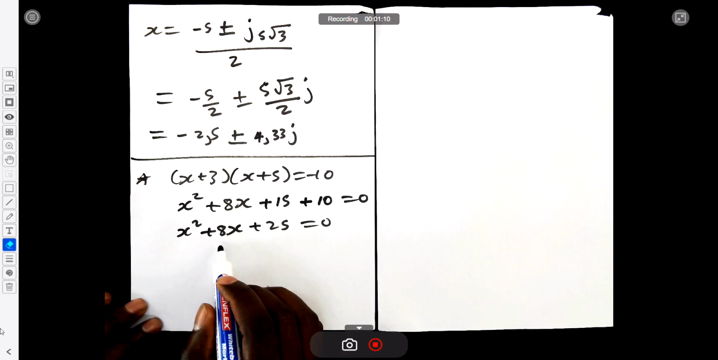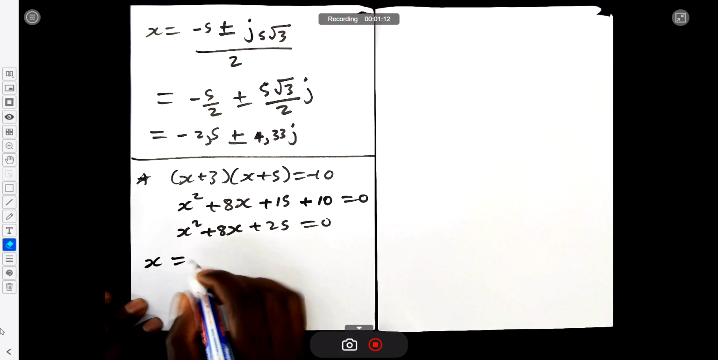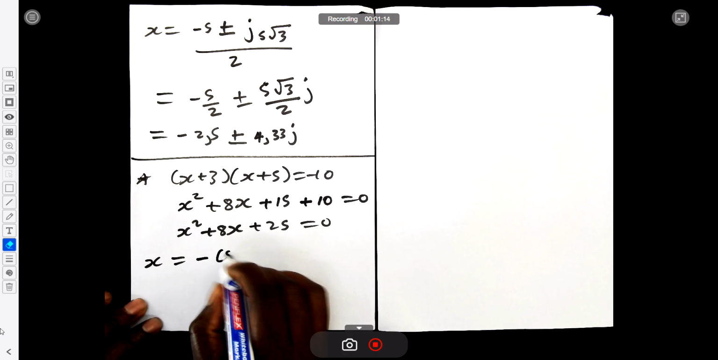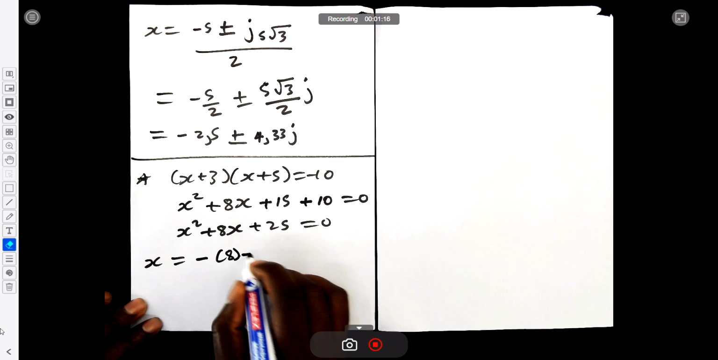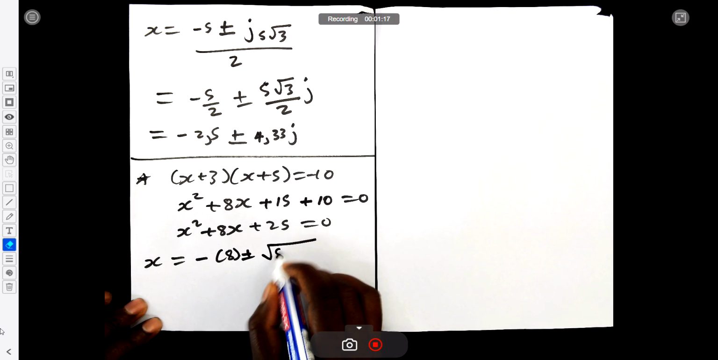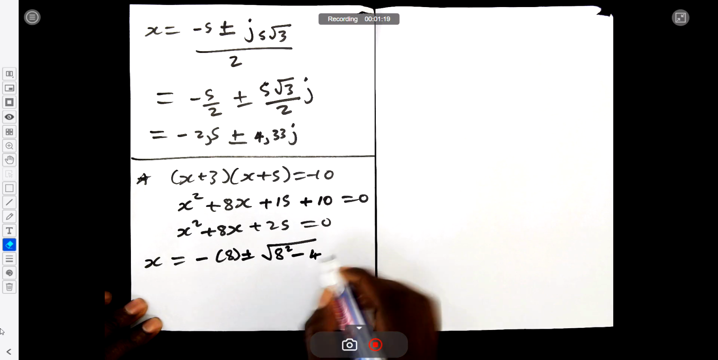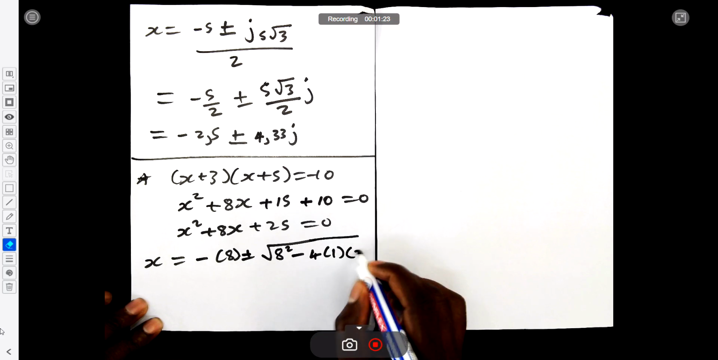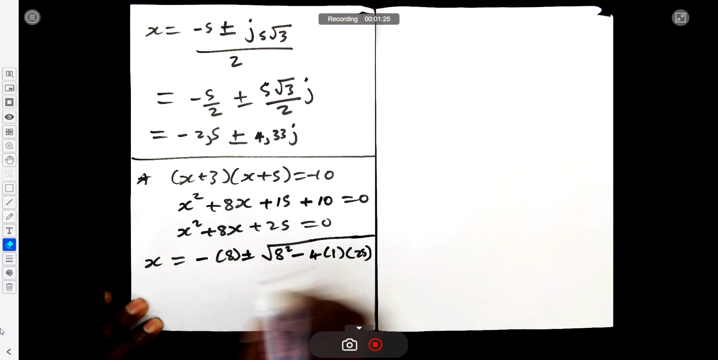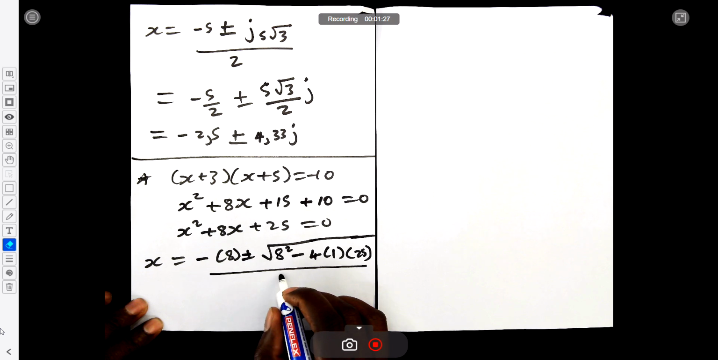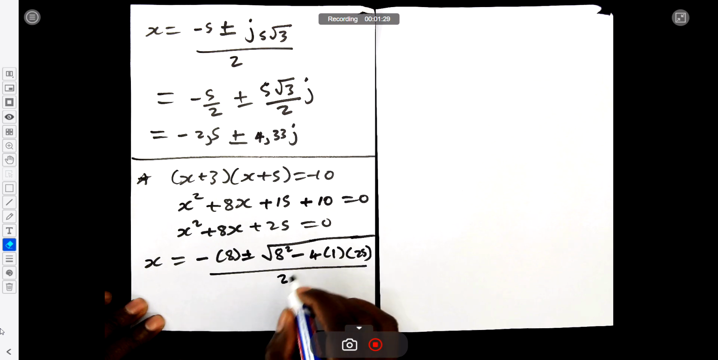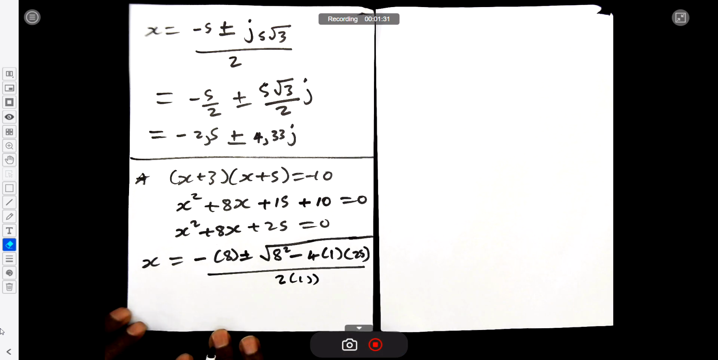We can't get them in terms of factors, but using the quadratic formula, we have negative 8 plus or minus the square root of 8 squared minus 4 into 1 into 25, close bracket, over 2 into 1. Okay, we have triple brackets there. So now we can simplify further.